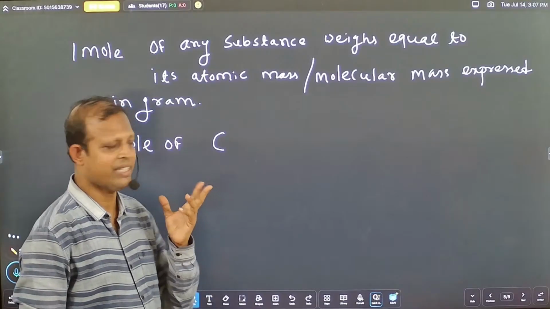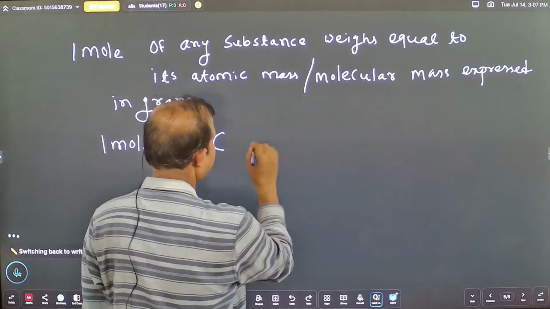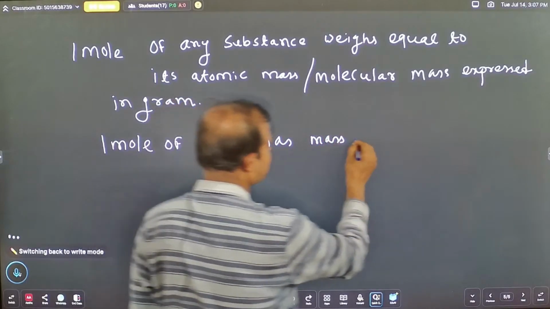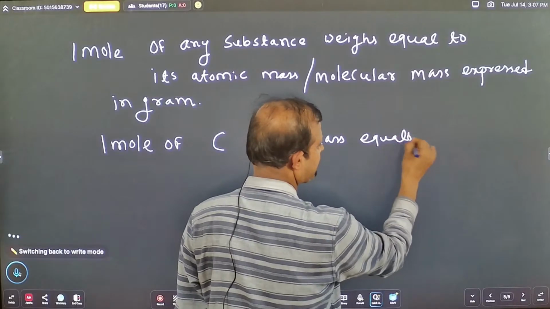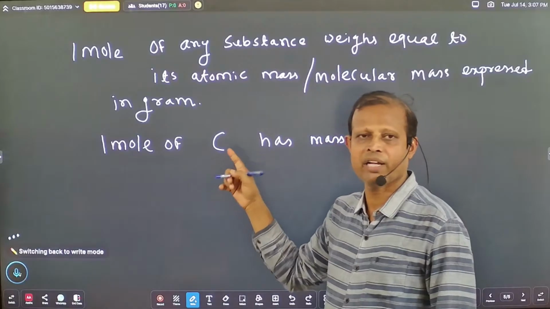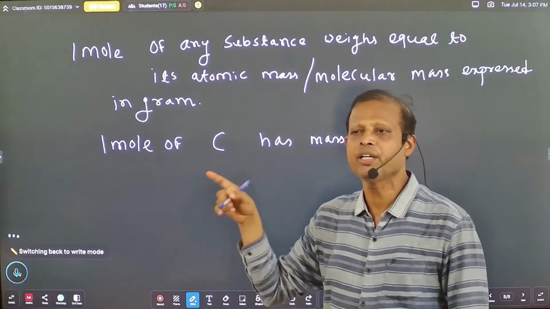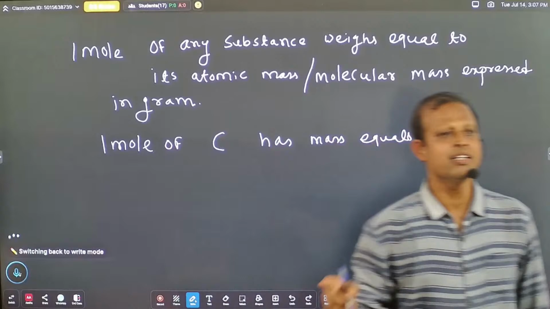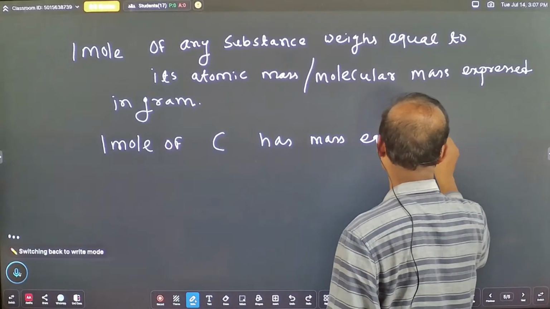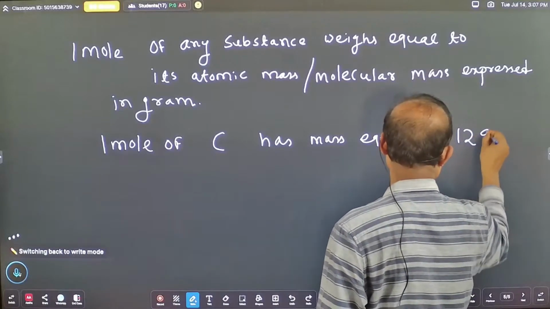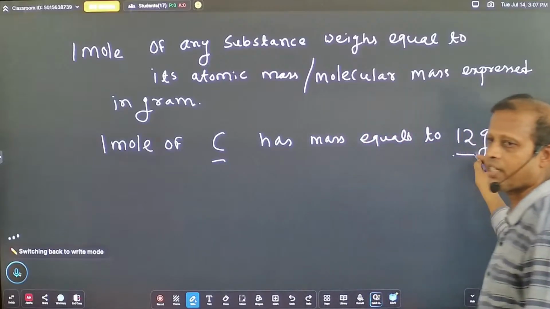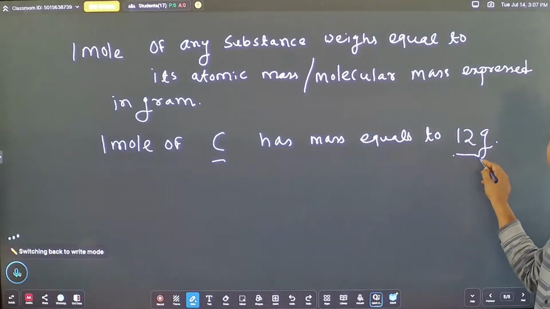Element, right. So 1 mole of carbon has a mass equal to its atomic mass. If it is an element, 1 mole of any element weighs equal to its atomic mass expressed in gram. So 1 mole of carbon has a mass equal to 12 gram, because this is an element, so it weighs equal to its atomic mass expressed in gram. Clear?